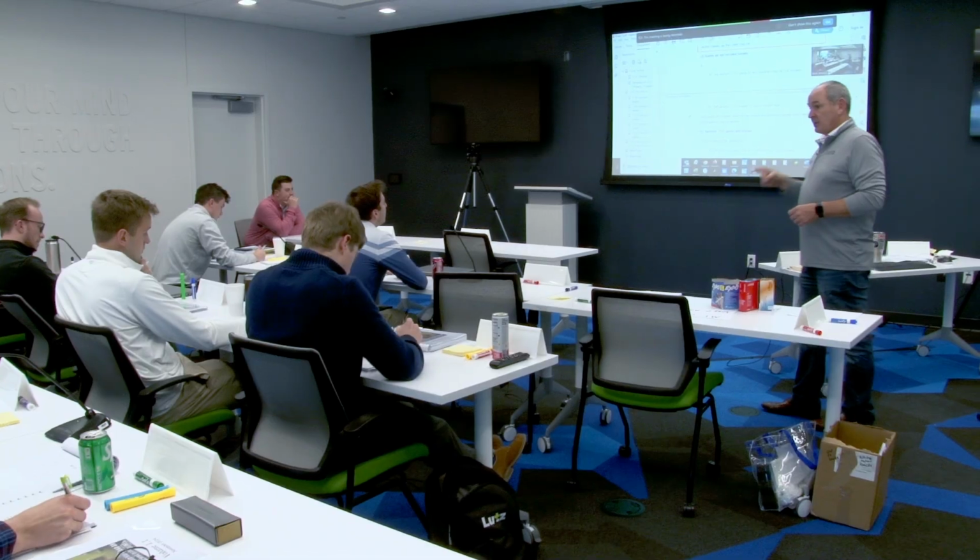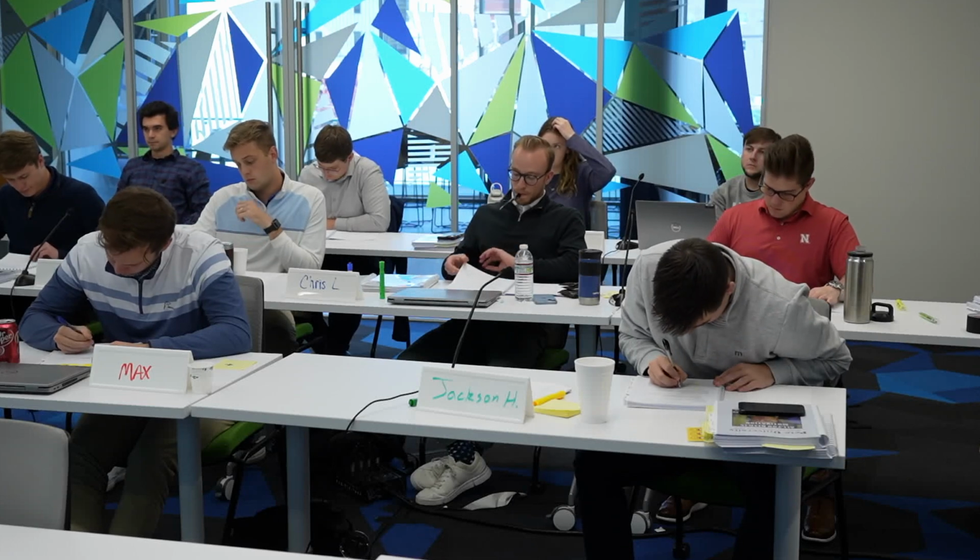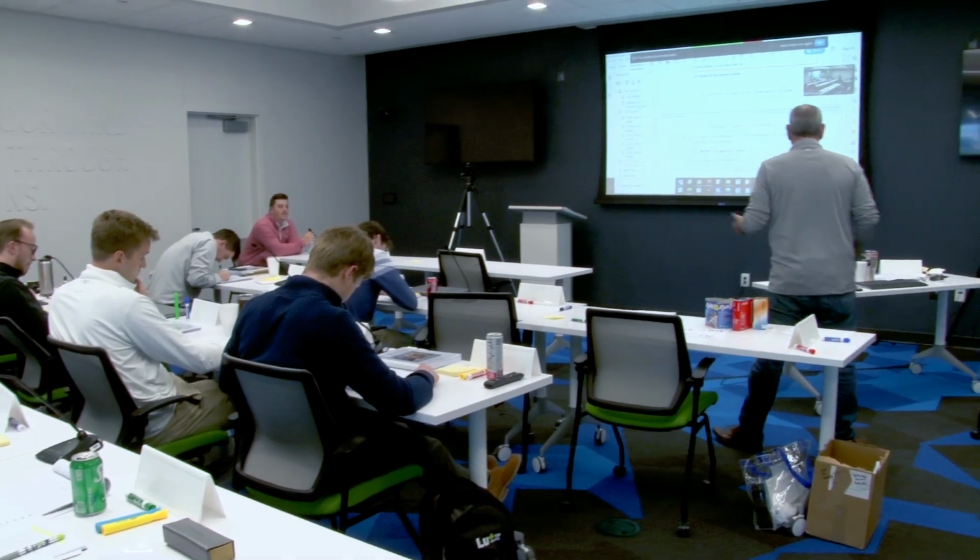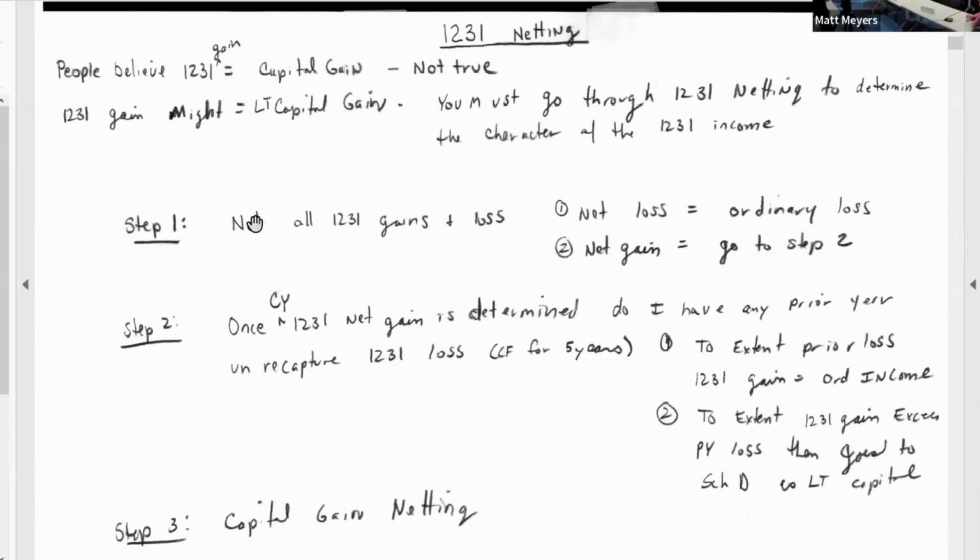Okay? So Allie, what did A say? Where gains do exceed losses? Treat it as capital. Okay? So when we come back to the sheet, which is 1231 netting, I don't know if you guys put a post-it on that in the other book, but I think this is worthy of putting a post-it on this one. This is what we just read.